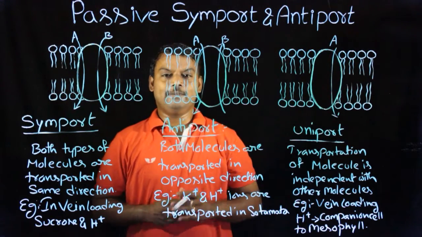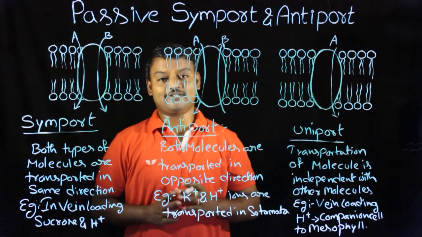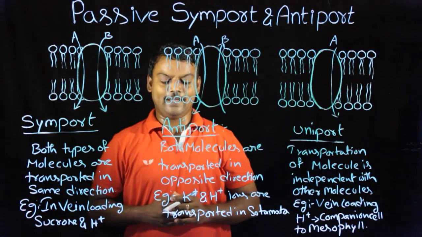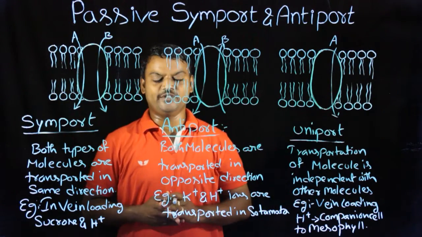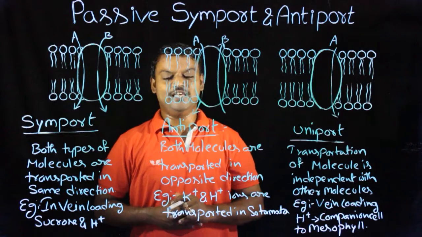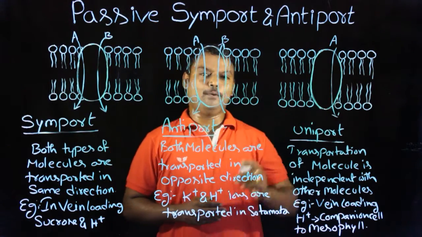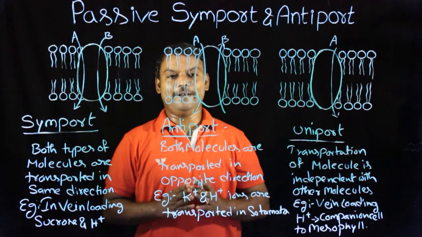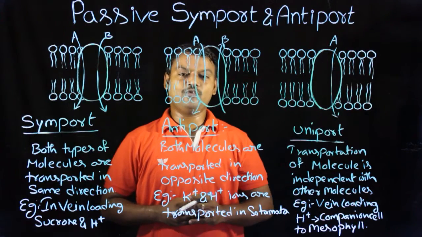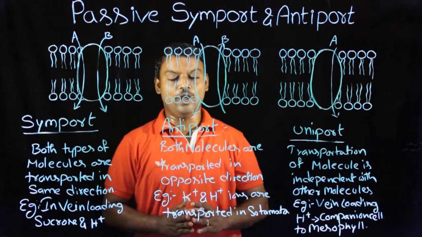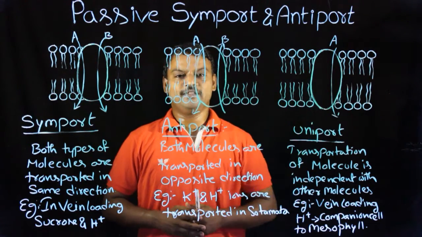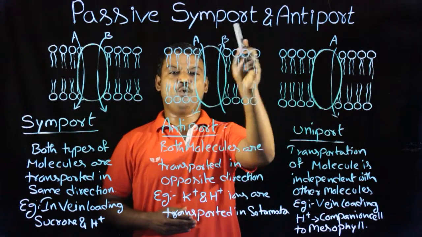In Antiport, the membrane proteins transport the molecules or substances in opposite directions. Example, during stomata opening and closing, both H+ and K+ ions are transported in opposite directions, which is called Antiport. But in Uniport, the movement of a molecule is independent of another molecule. Example for this, H+ ions are transported from companion cells to mesophyll cells in phloem loading. These are the concepts of passive Symport and Antiport.